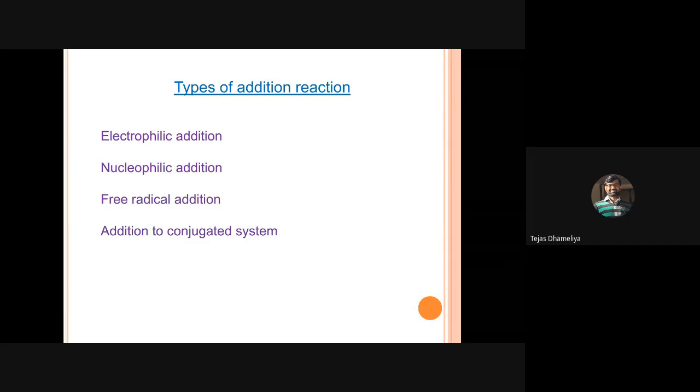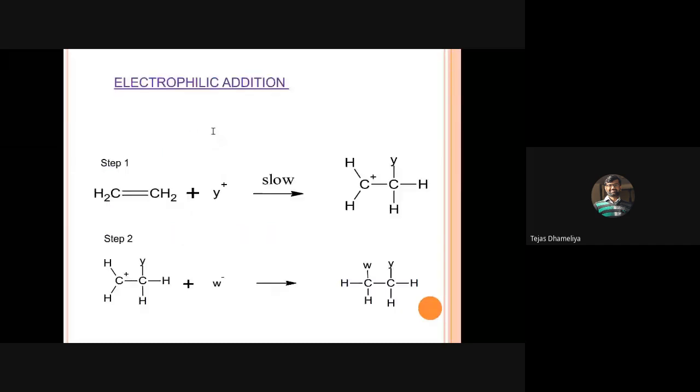Electrophilic addition, where first of all, the electrophile will come into the picture. Nucleophilic addition, where the nucleophile will be the leading reactive species, and free radical, where the free radical species are the most important in promoting this kind of free radical addition reaction. The last type of addition reaction is addition to conjugated systems, which is in fact called 1,4 addition. So we will also visit this 1,2 addition and 1,4 addition during our sessions.